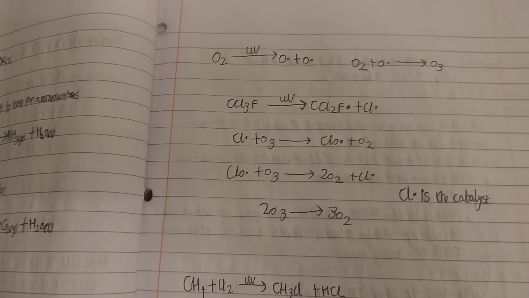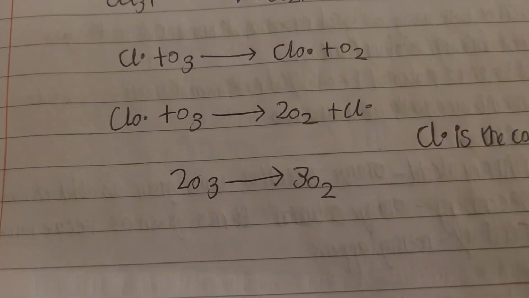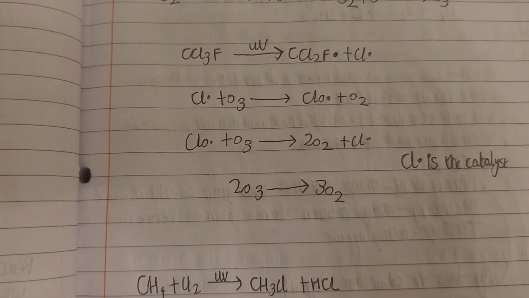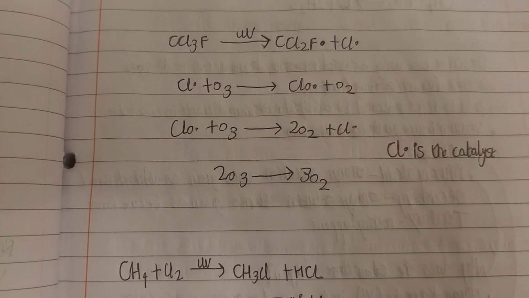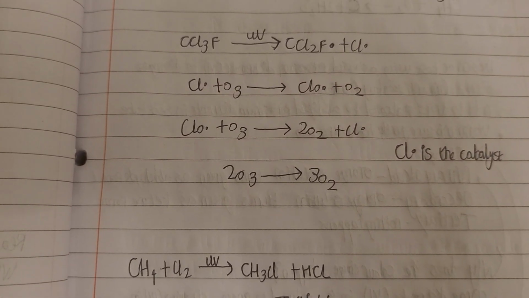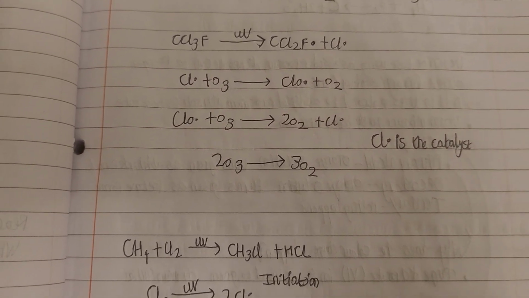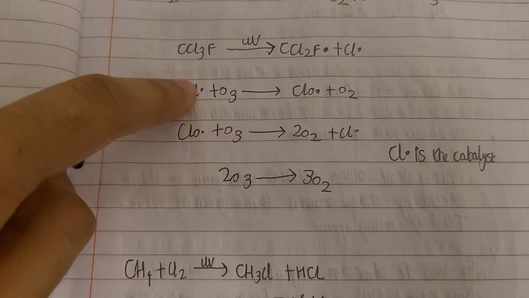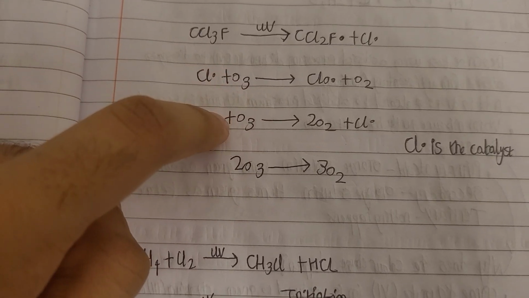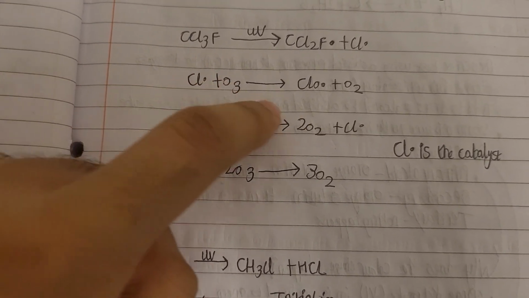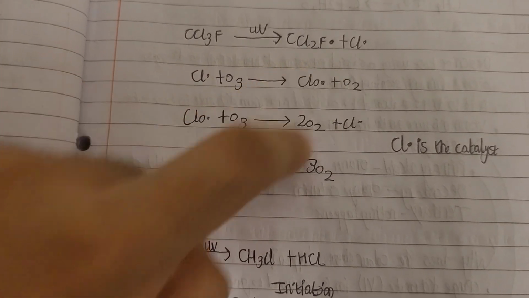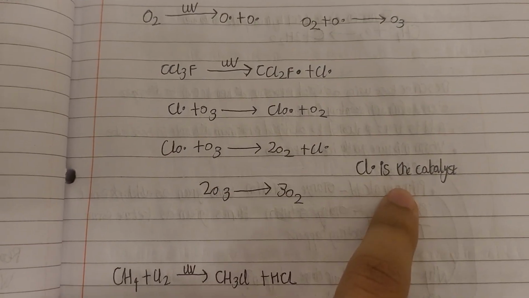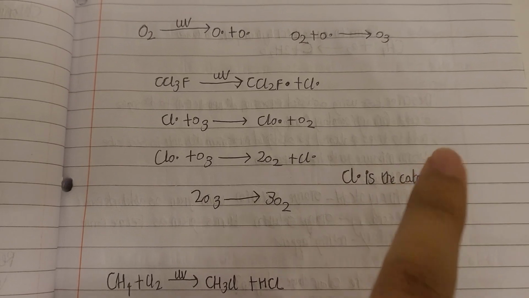But I know these equations are on the spec, I'm pretty sure. Cl dot + O3 to form ClO dot + O2, and then ClO dot + O3 to form 2O2 + Cl dot, and then you add them together. That cancels out, that cancels out, that cancels out. You get 2O3 to give you 3O2, and that's the overall equation. And in this equation, Cl dot is a catalyst, another key thing you should know.